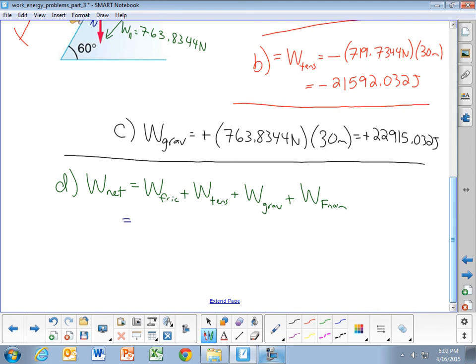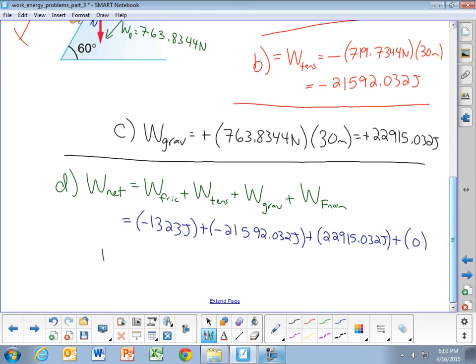And so this net work was the work done by friction, negative 1,323 joules, plus the work done by the tension, which was negative 21,592.032 joules, plus the work done by gravity, positive 22,915.032 joules, plus the work done by the normal force, which is 0. And if you add all those together, you get that the net work done is 0 joules.